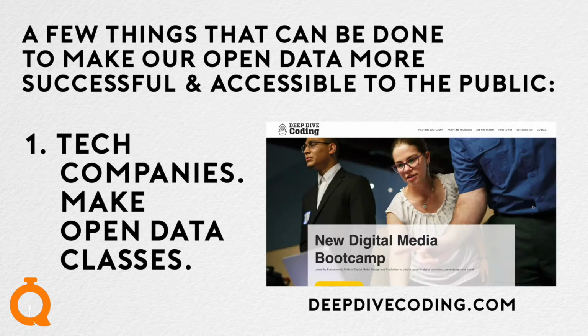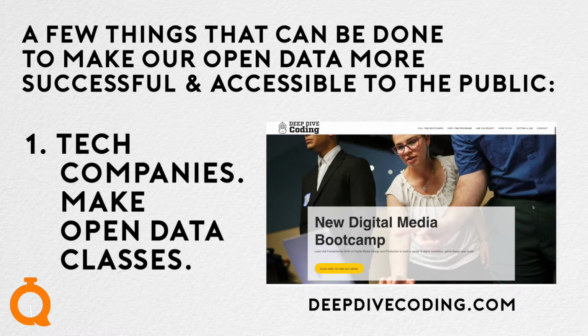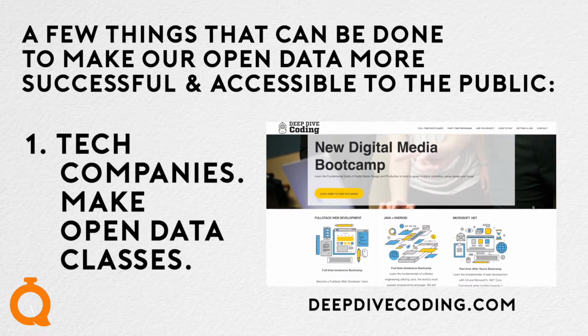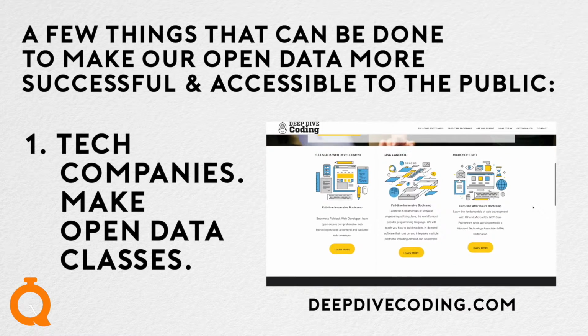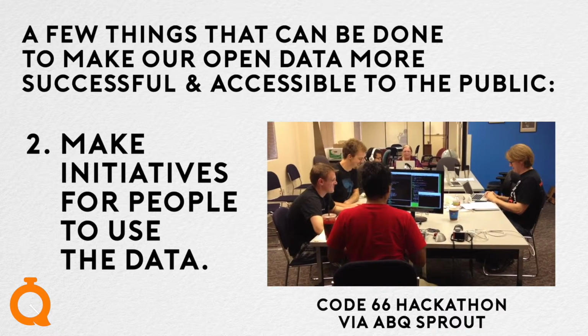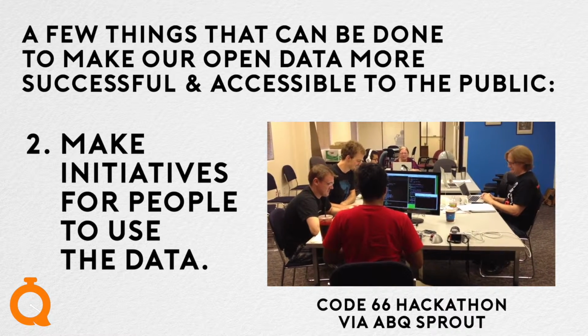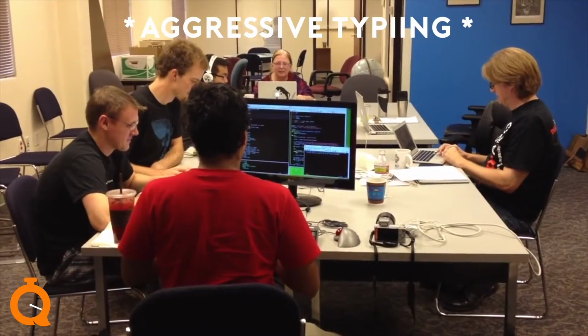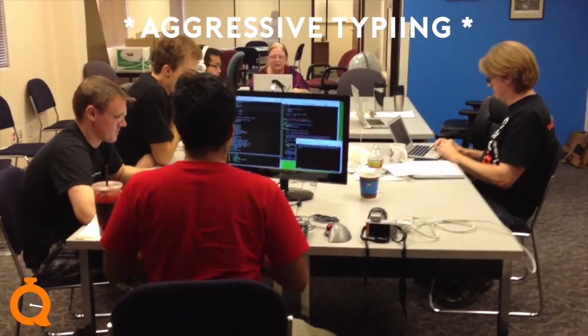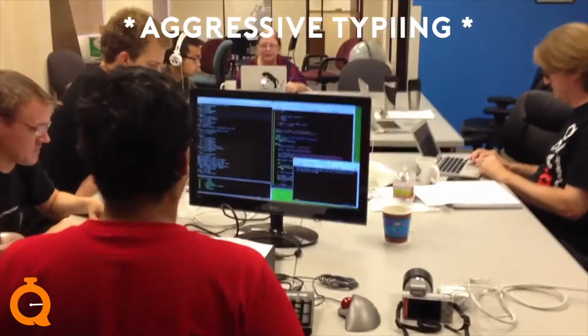There are a few things that can be done to make our open data more successful and accessible to the public. Tech companies can promote and create classes that teach students to create open data portals with tables, graphs, and other visualizations. And we can create initiatives for people to use the data in ways that will be helpful for the city. For example, create hackathons with monetary incentives with requirements set around using the open data sources to solve a problem in our community.